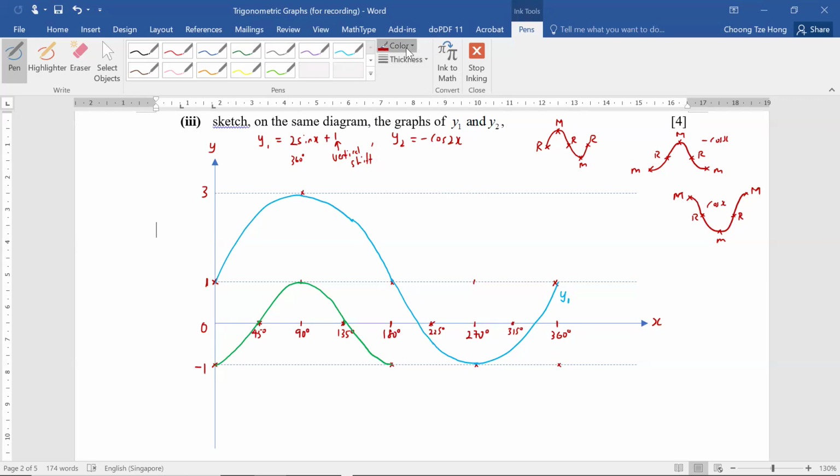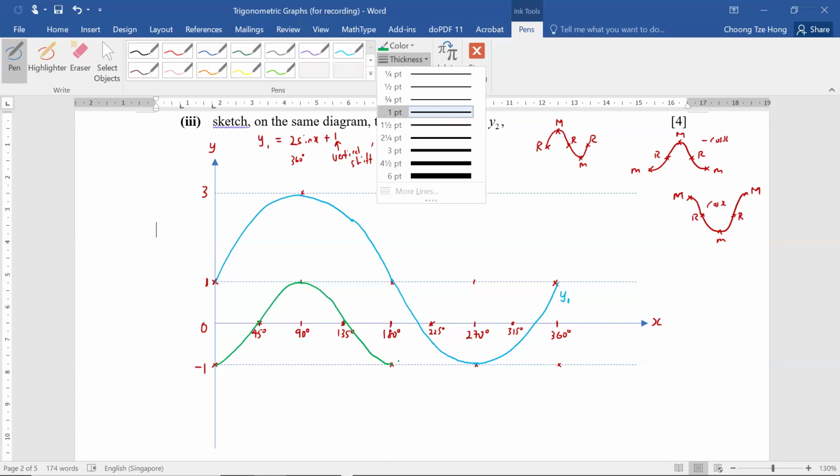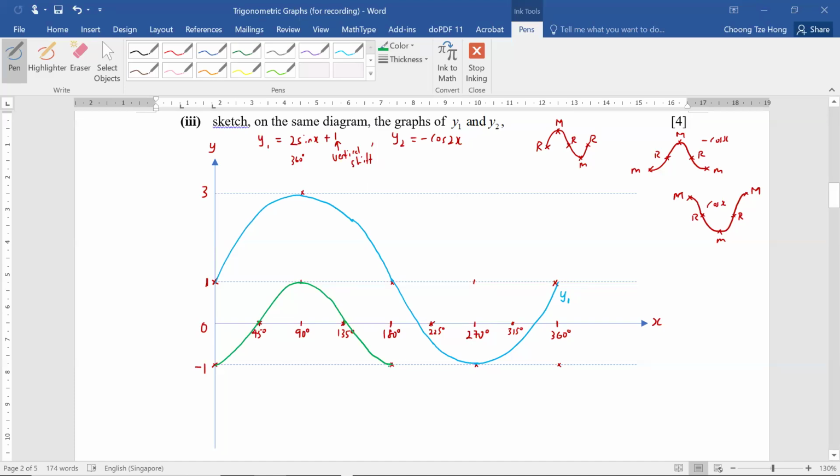All right, let's change back to green to draw the graph. Green, right? Okay, let's draw. Right, so this is the graph. This green one will be y2. So this is how you draw the trigo graph, right?